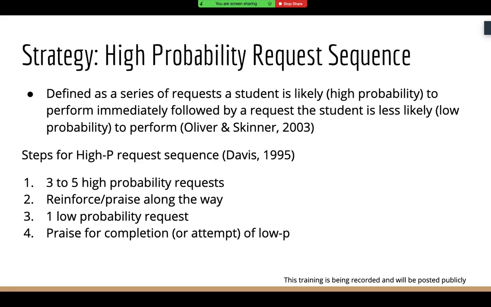And this is a strategy that's been really well tested in homes, in schools, and across a whole variety of different ages and abilities. Any questions on that?